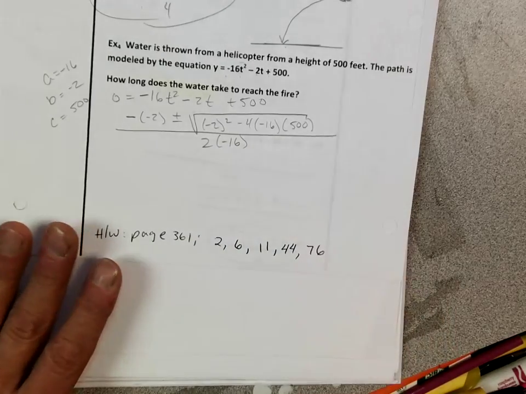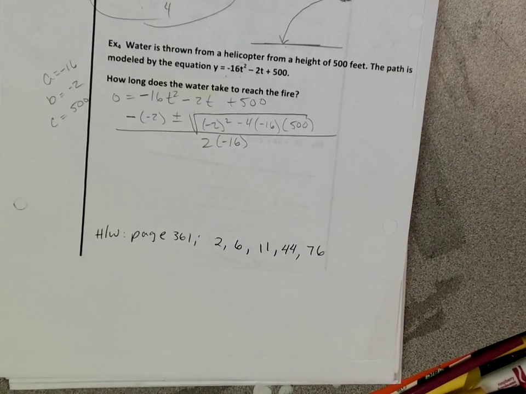So just plug the numbers in. I'm going to get two answers. One answer is going to be positive, and the other answer is going to be negative. I'm going to throw away the negative answer because we're looking for time. You can't have negative time unless you're Marty McFly, right? Since Marty McFly is not here.